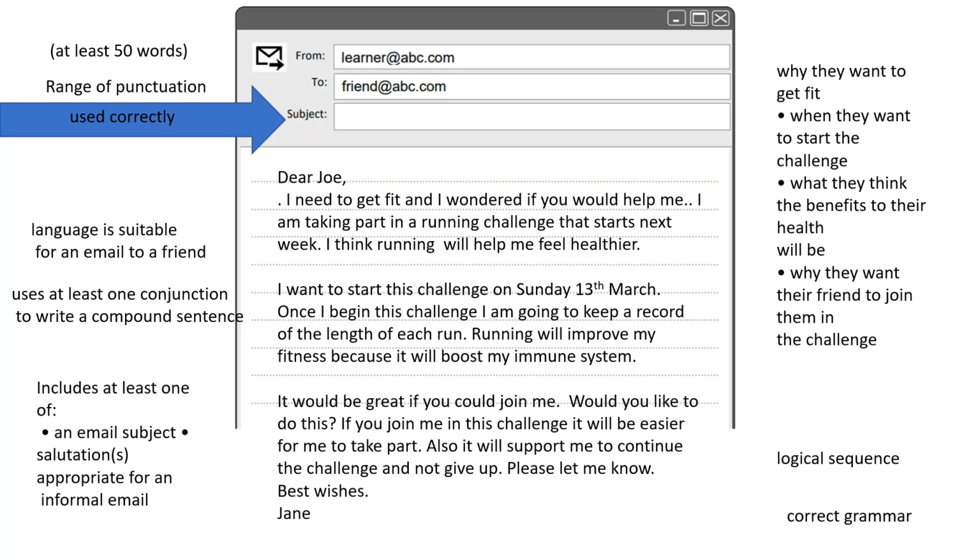Then the examiner's looking at the content. Why did you want to get fit? Have you answered that question? When do you want to start the challenge? Has this email answered that question? What do you think the benefits to your health will be? Has the email answered that question? And why do you want your friend to join them? Has the email answered that question? And next, the examiner will be thinking, is this in a logical sequence? Have you written the sentences in the correct order?